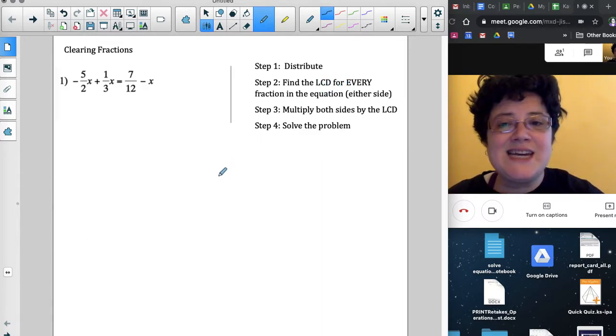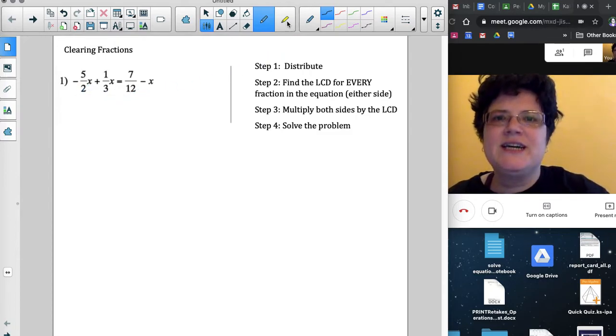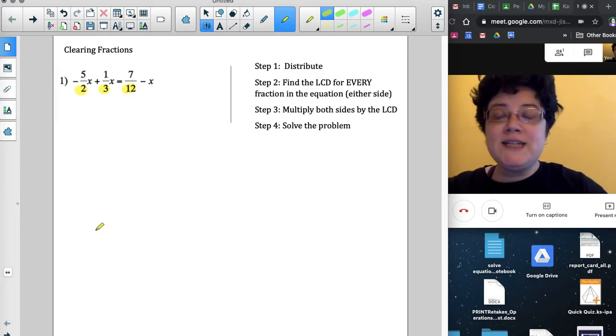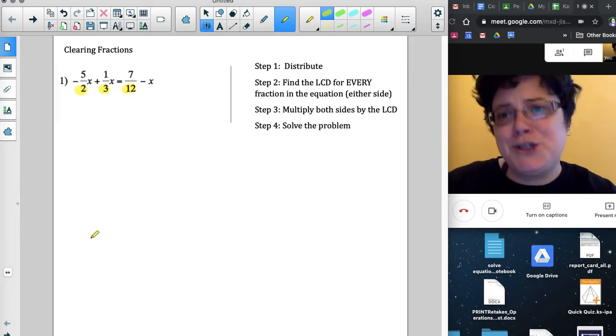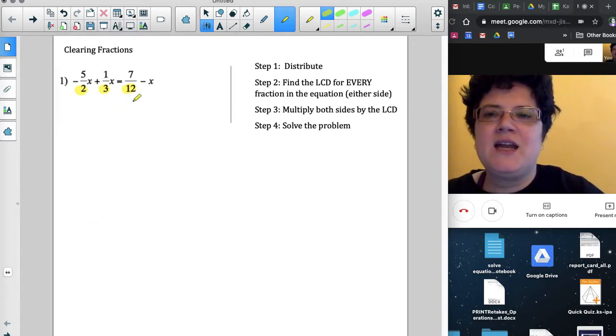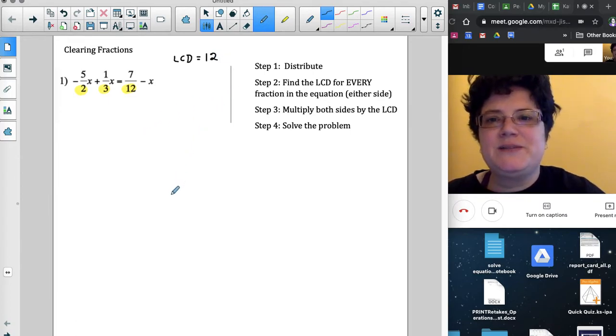Now here's the thing, it's got to be the least common denominator for every single fraction in the problem. So this denominator, and this denominator all need to divide evenly into whatever number I'm going to use. So I need a number that is divisible by 12, is divisible by 3, and is also divisible by 2. Have you figured it out yet, what our least common denominator is going to be? I think it's going to be 12. So our least common denominator here is going to be 12.